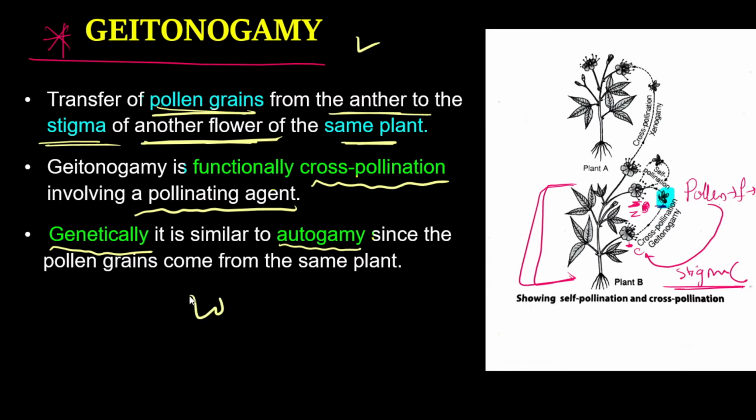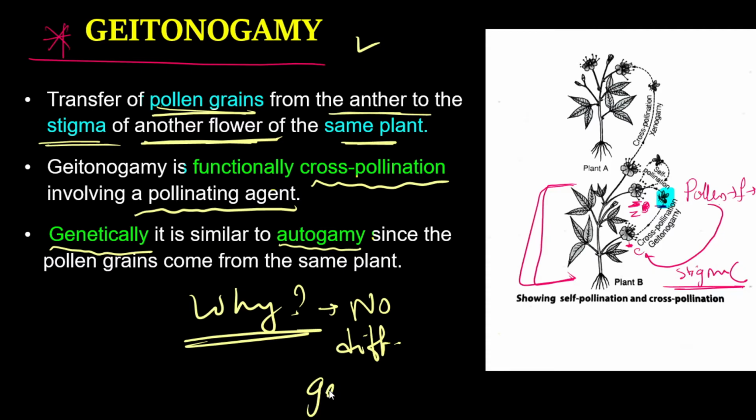Why is it genetically called autogamy? Because these two flowers belong to the same plant. So no doubt technically it is performing cross pollination, but genetically there is no difference in genetic characters.